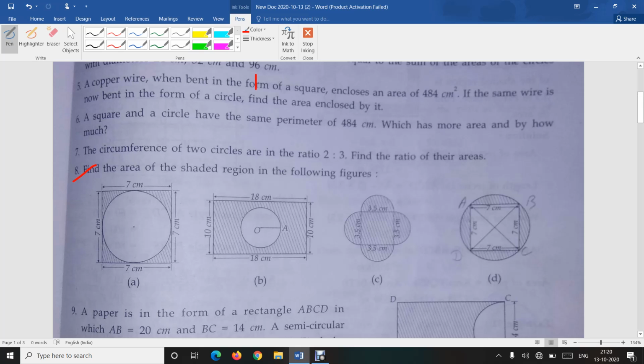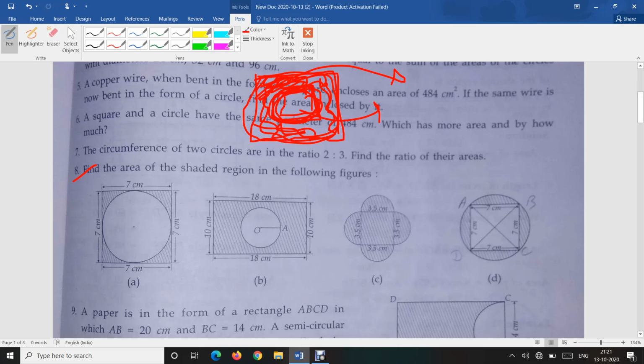See, if you have a square and there is another square in this square, and this area is shaded. Without the square, this area is not shaded, but the remaining area is shaded, and you have to find out the shaded region. Then first of all you will find out the area of the big square. After that you have to find out the area of the small square, and if you subtract this smaller region from this bigger region, then you can find the remaining portion.